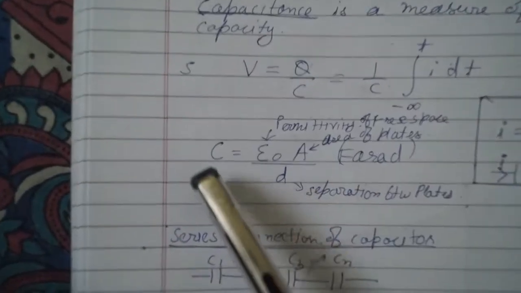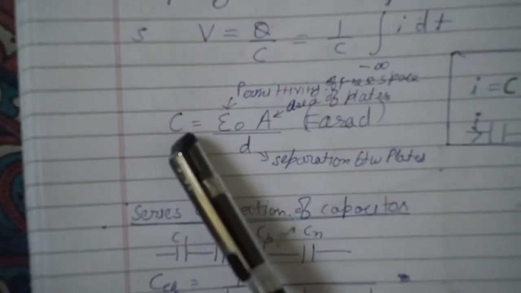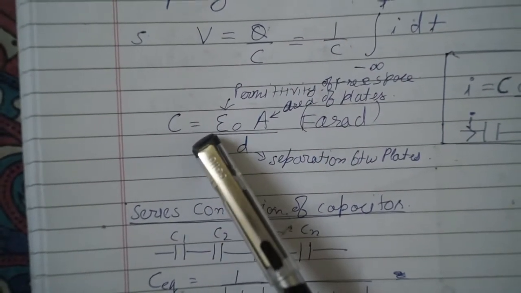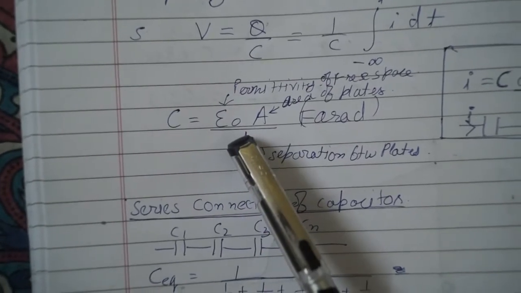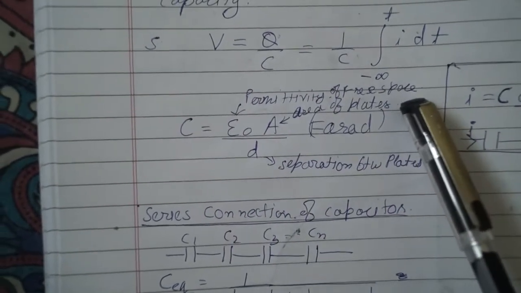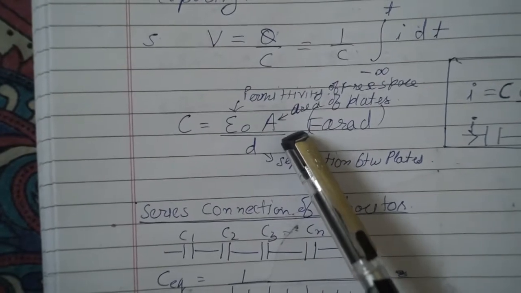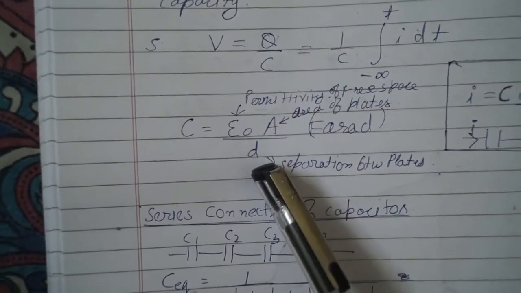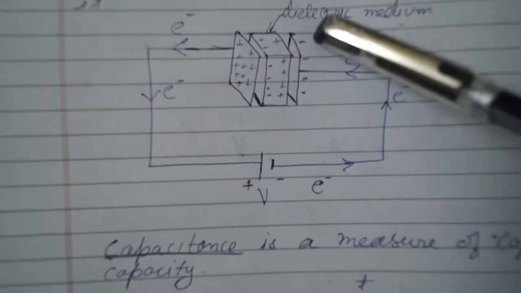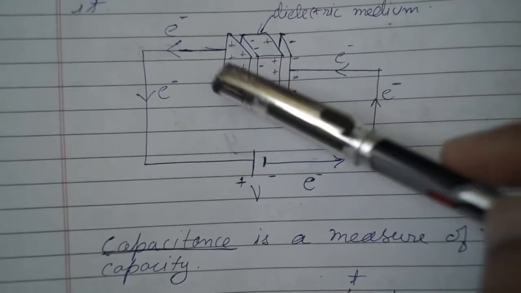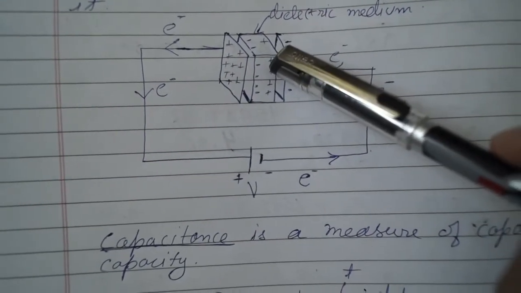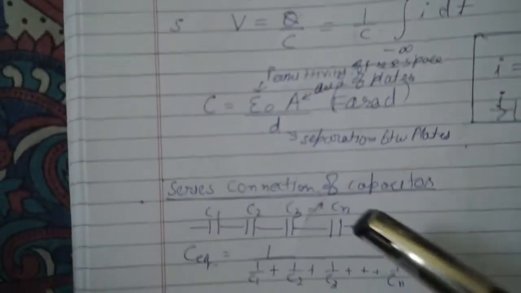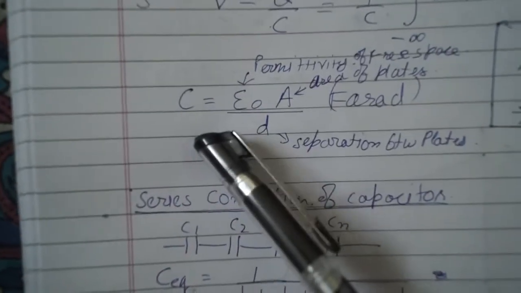Then you can calculate the value of C, which equals epsilon naught, the permittivity of free space, times the area of the plate divided by the distance between these plates. So from the surface area of these plates and the distance between them, we can calculate the capacitor's farad.